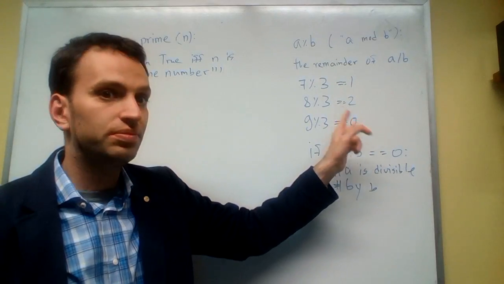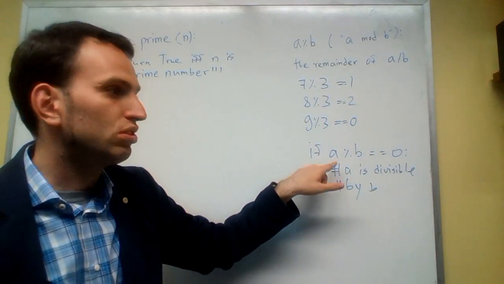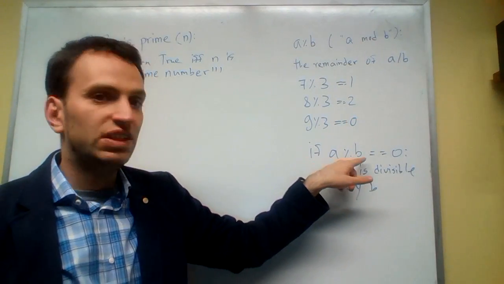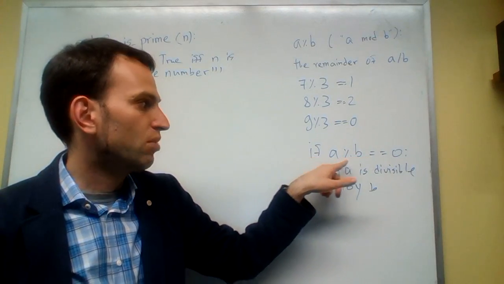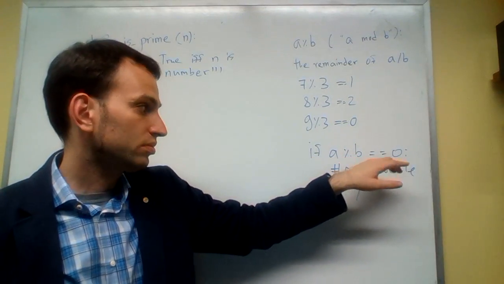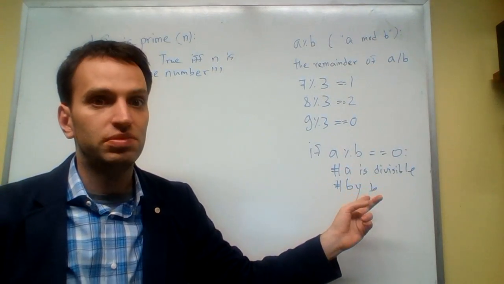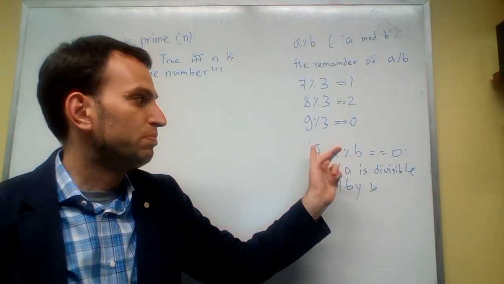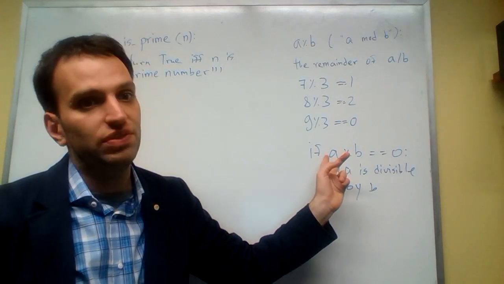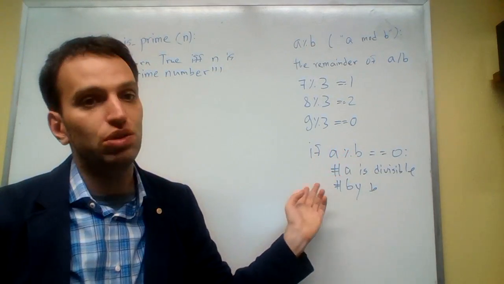9 mod 3 is going to be 0, because 9 is divisible by 3. So in general, if you want to determine whether a is divisible by b, you would say if a mod b is equal to 0. And if it is, then a is divisible by b, because a is divisible by b precisely when the remainder of the division a divided by b is equal to 0.